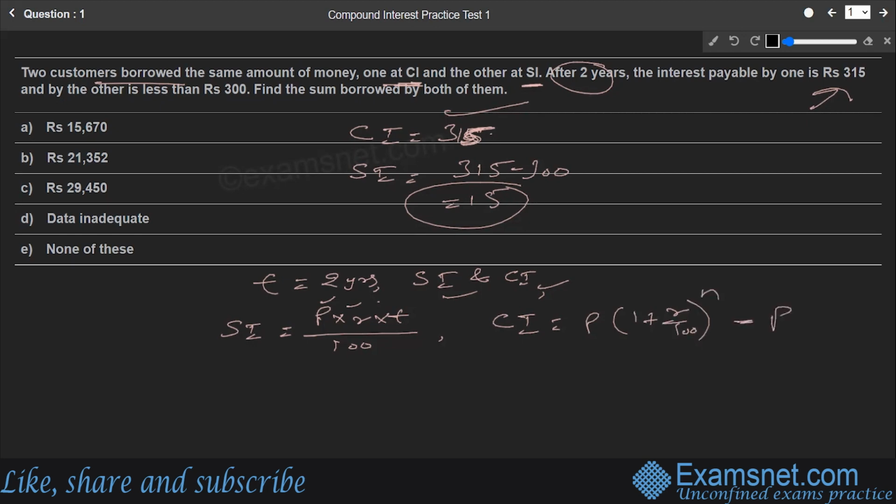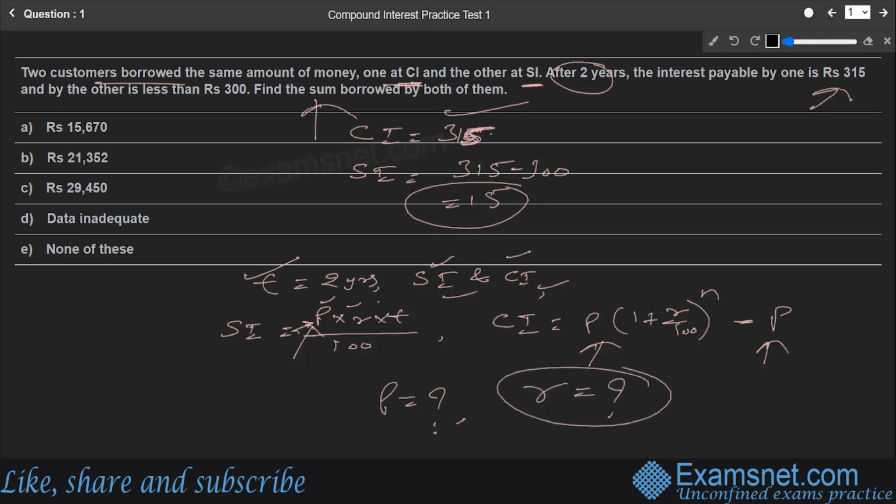So what do we have? We have the time value and the SI and CI only, but we don't have the principal value, which they're asking us to find out. Find the sum borrowed by both of them. So the principal value is unknown, and the rate is also not given. They have not provided any rate, so the rate value is also unknown. If we have two unknown values, it is impossible to find the principal. As the rate percent is not given, it is not possible from this information alone to find the principal value or the sum. So we can say the data is not sufficient, or we can write the answer as data inadequate.